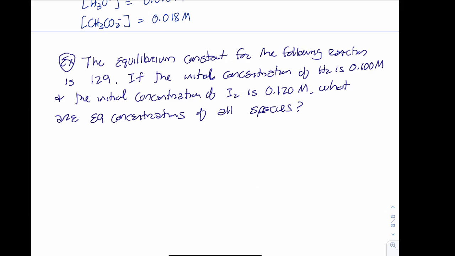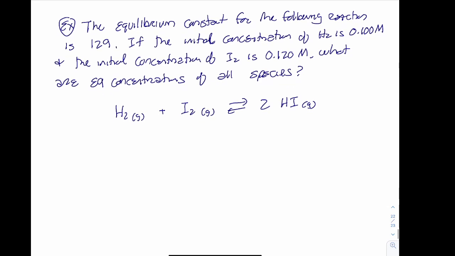And then our reaction, we have hydrogen gas plus iodine gas going to 2HI gas. Alrighty, so please hit pause, work on the problem on your own, and then if you get stumped or when you're finished with it, please come back.